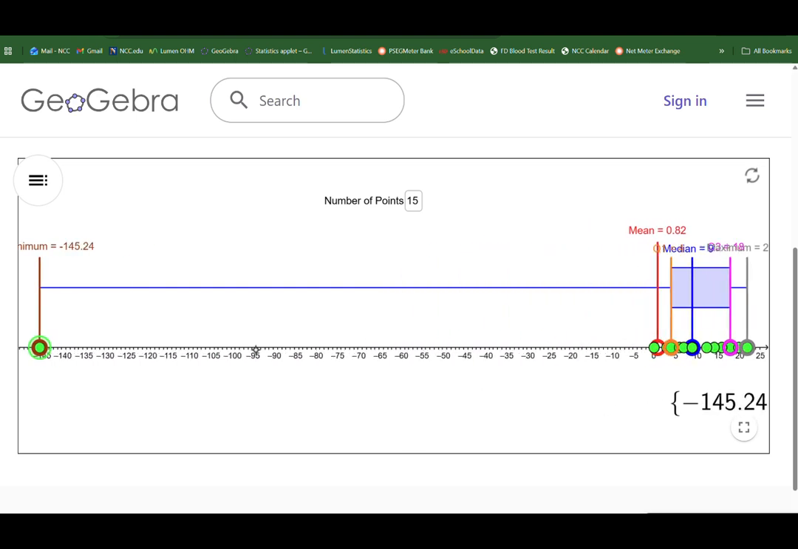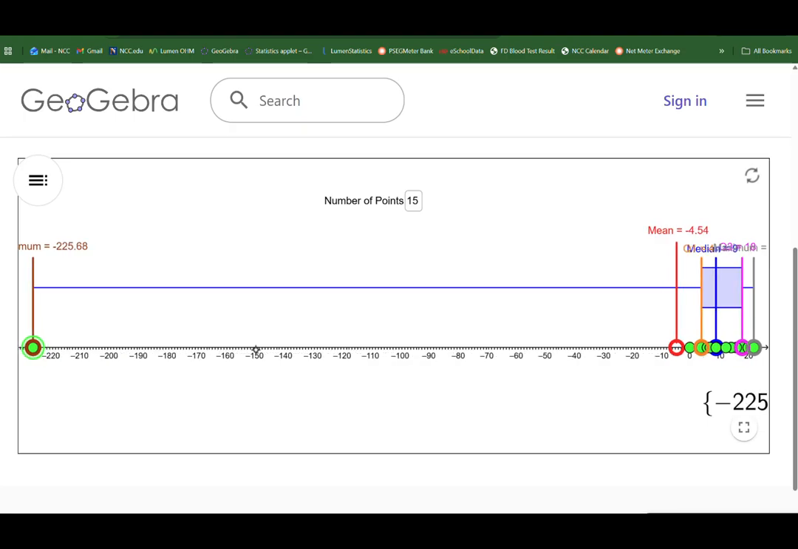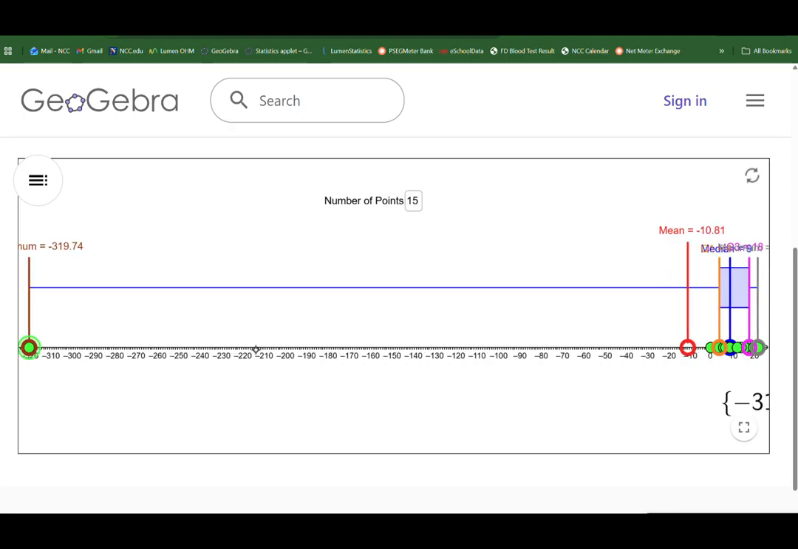If I keep going with this point and I bring it way over here, what you'll notice is that the mean is being shifted to the left. This distribution is now a skewed left distribution because we have one low frequency value all the way to the left that is stretching the balancing point. It is stretching the mean towards the left.